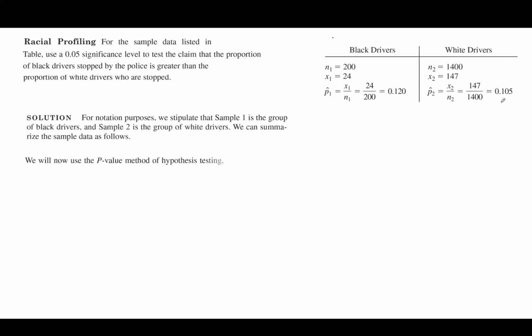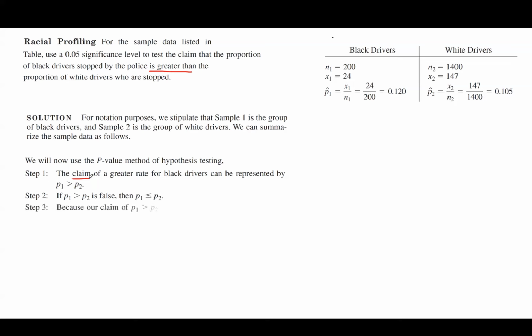Now we're going to use the p-value method for hypothesis testing. The claim is that the proportion of people who were stopped by the police in the first category is greater than the proportion in the second category. So p1 is more than p2 is the claim. It is your alternative hypothesis. So you can write the null hypothesis as the opposite: it's less than or equal to the second category. The alternative hypothesis is your claim, everyone, because it doesn't have any equality.